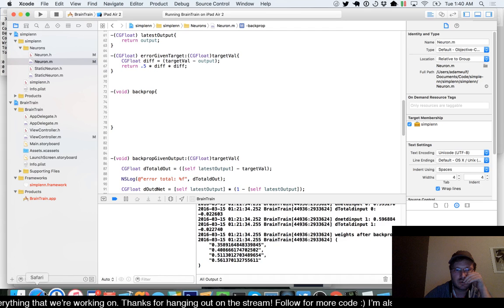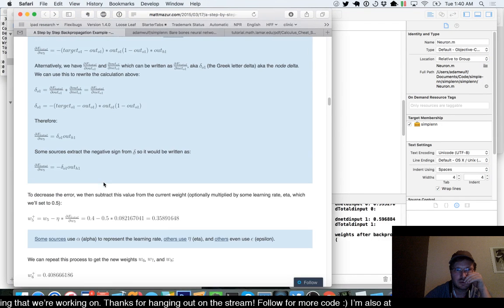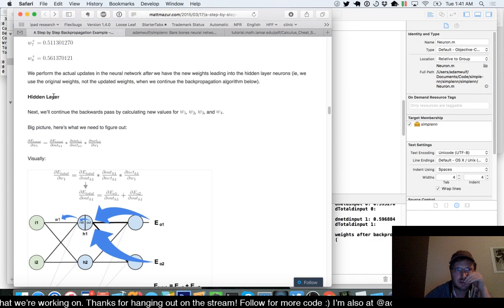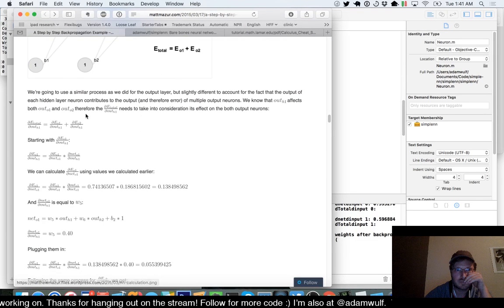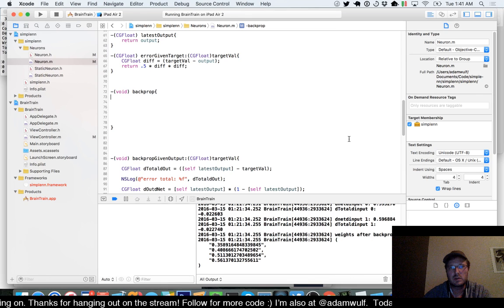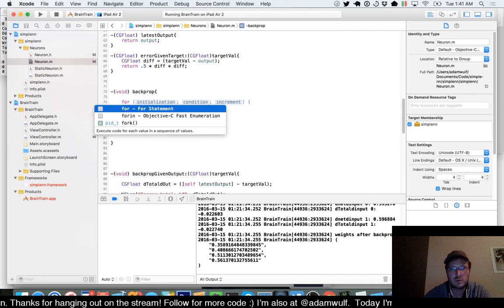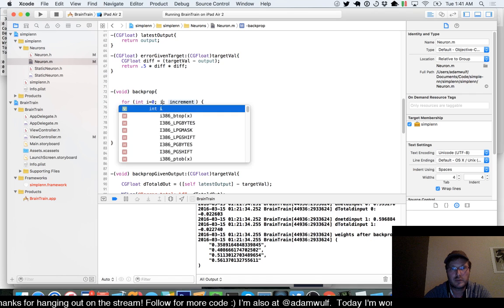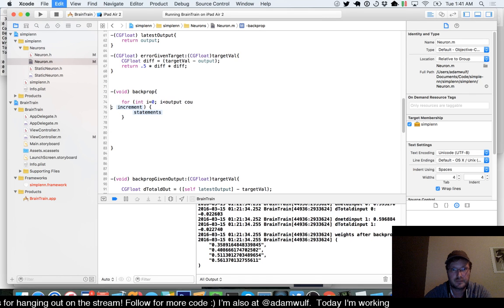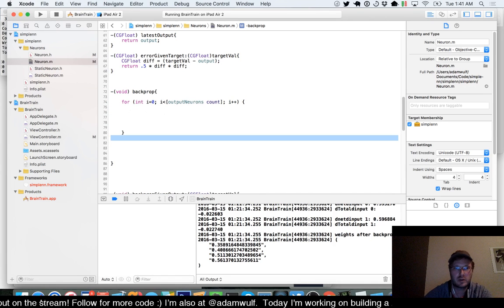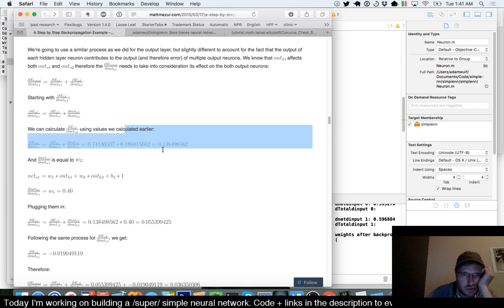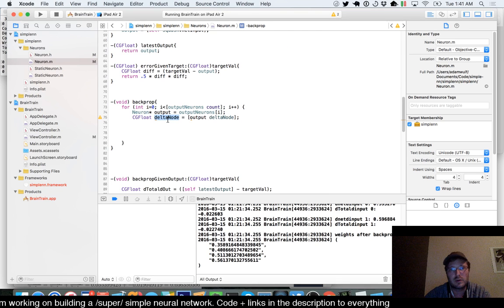Now inside of here, we can actually start doing, this is weight 5, 6, yep, so now the hidden layer. So now we're going to start doing this the right way. So we're going to for 0, i is less than output neurons count, plus plus, right? We're going to do it once for each output neuron. Yeah, so this is the one we calculated earlier. So this is the 0.13. Let's confirm that that's what we have.